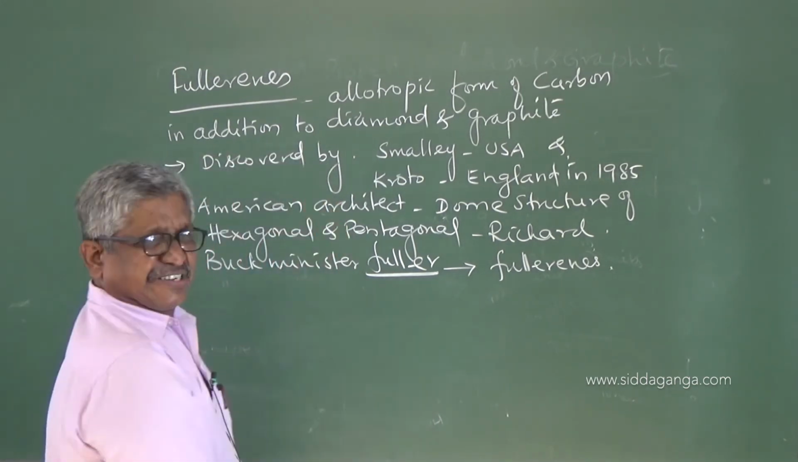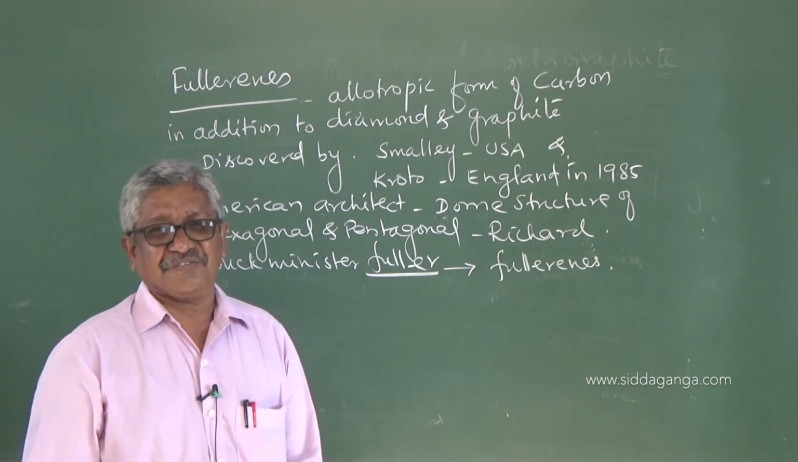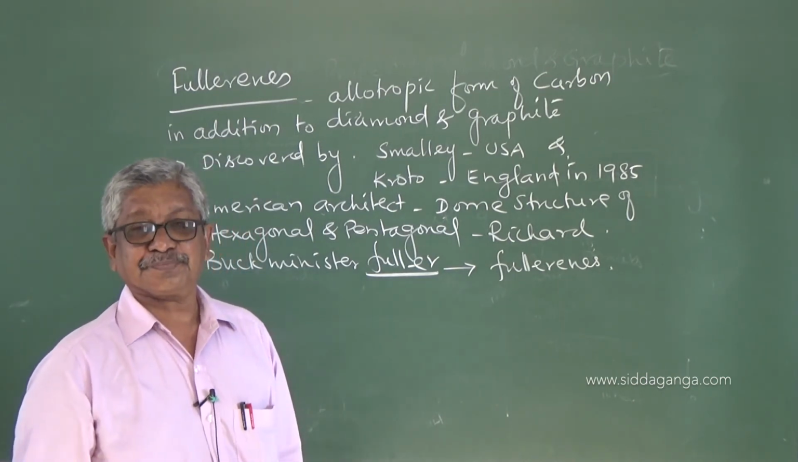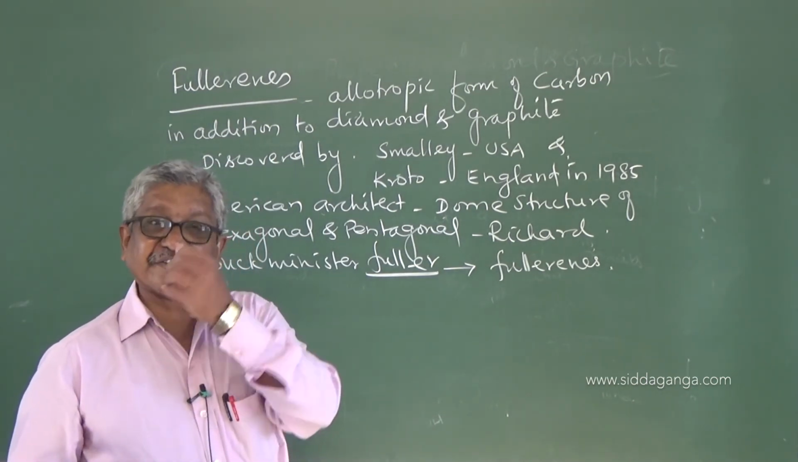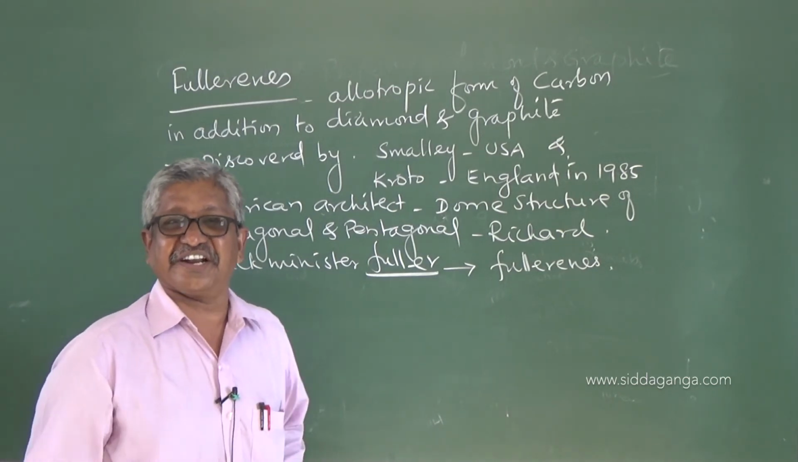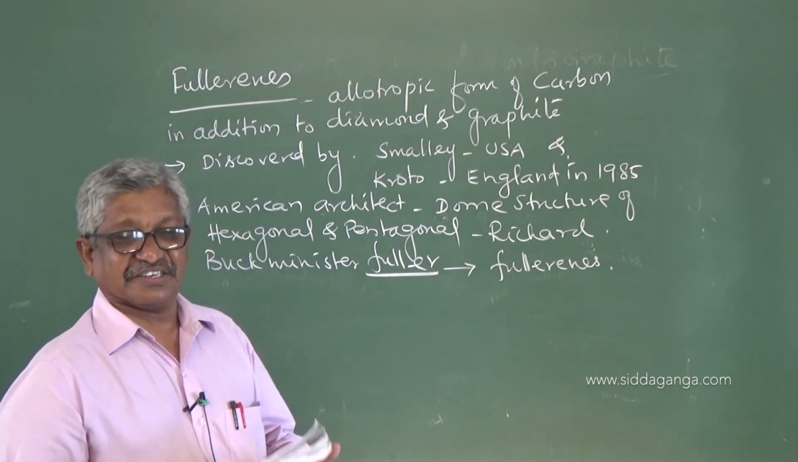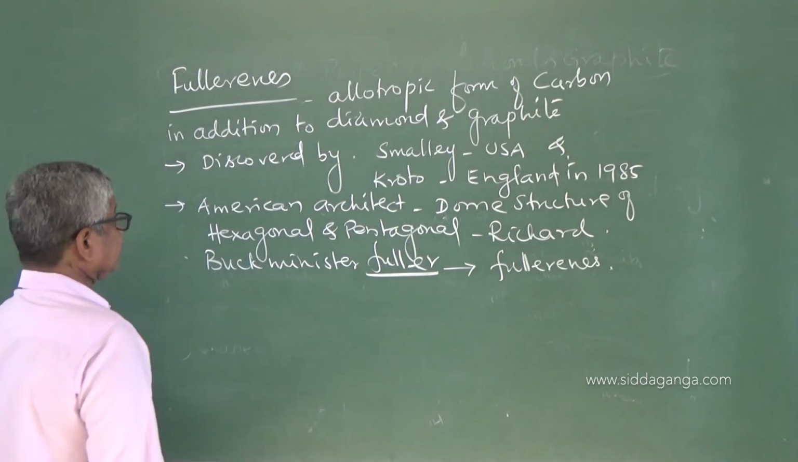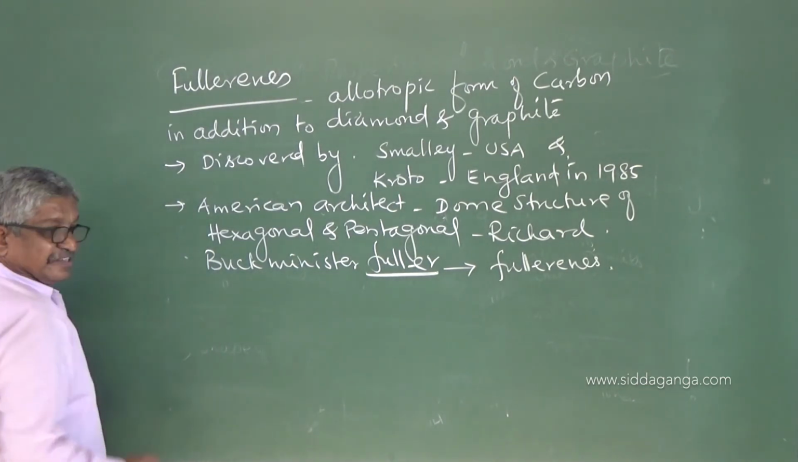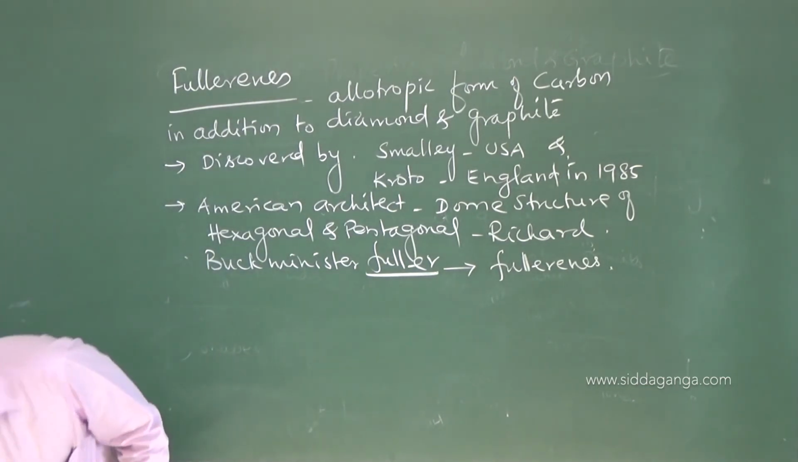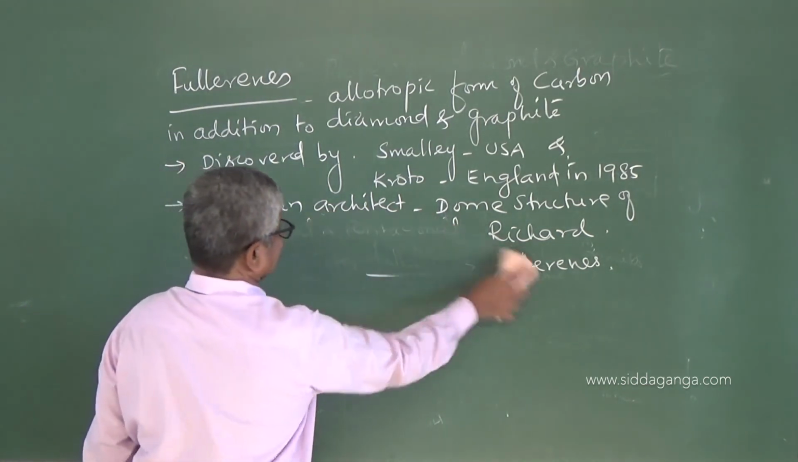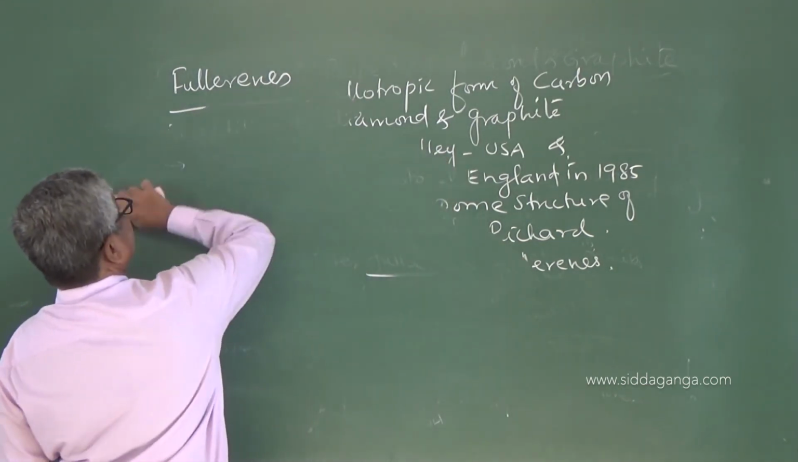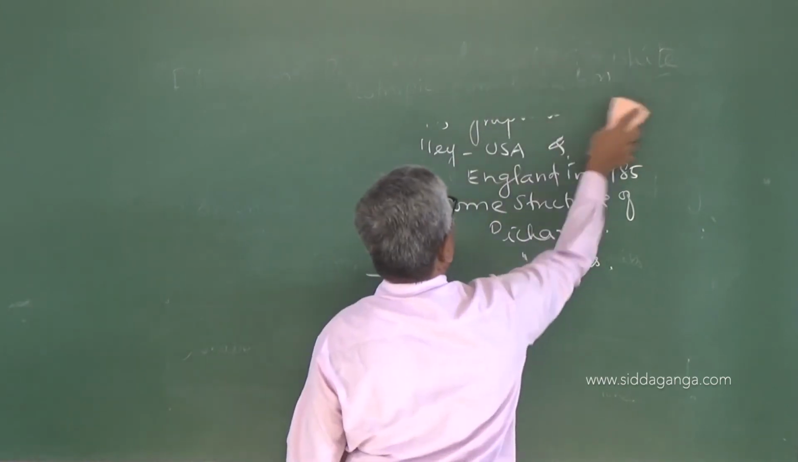So this is a small introduction about the fullerenes. Fullerenes are of two types, fullerene 60 and fullerene 70. Next, how is fullerene prepared? Preparation of fullerenes.